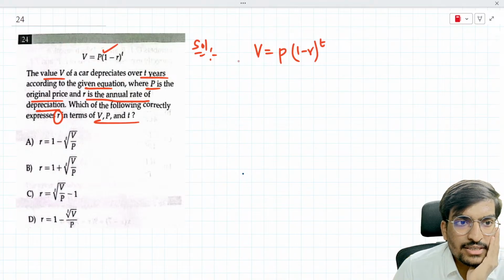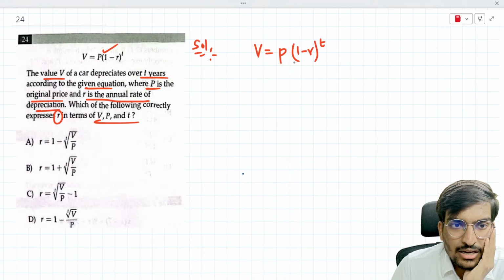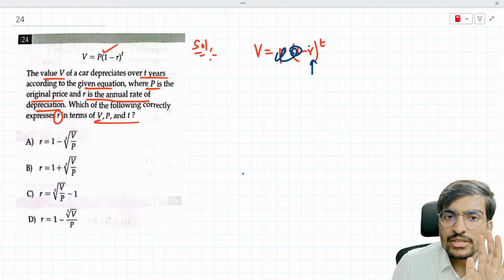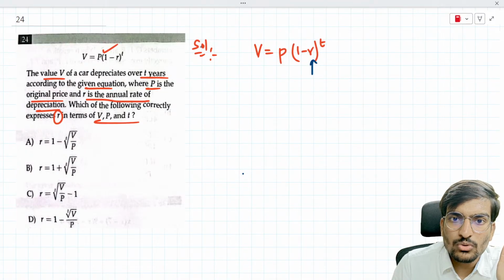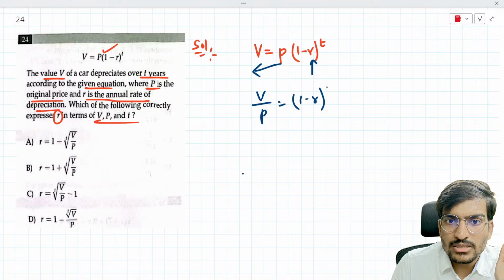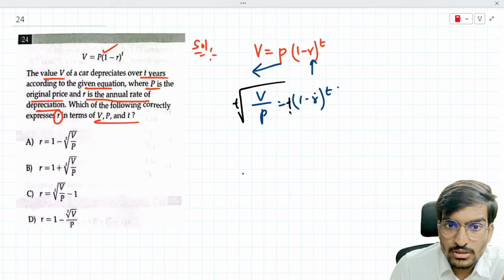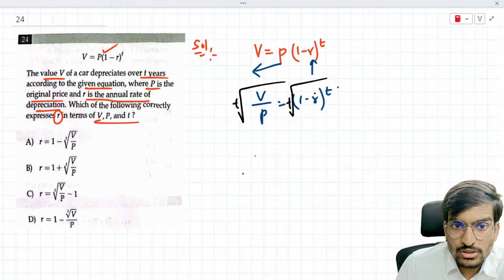So you need to understand here, we need R. We just want only R, so try to remove all the terms with R. What do we do? First of all, we forward this. We get V by P equals (1 minus R) whole power T. We have to remove this power T also because we want only R. So what I'll do, take the Tth root of this, so the power T will go off.